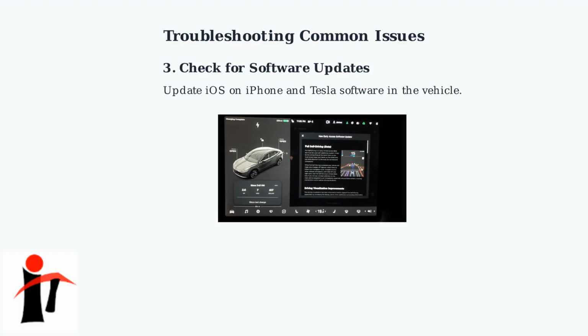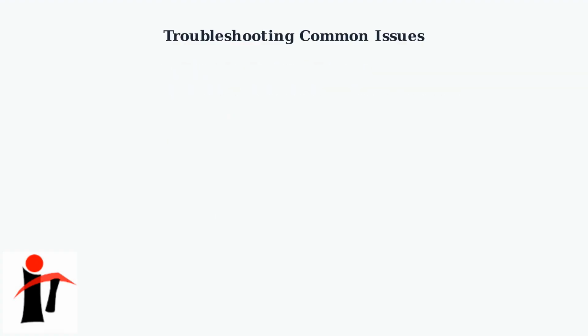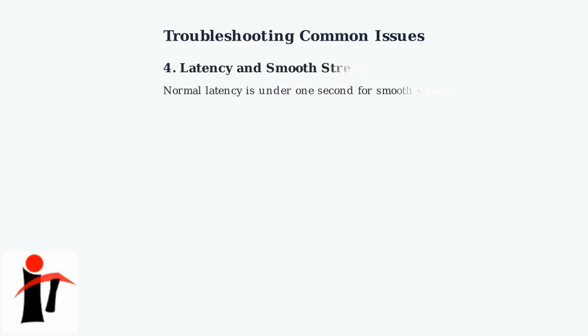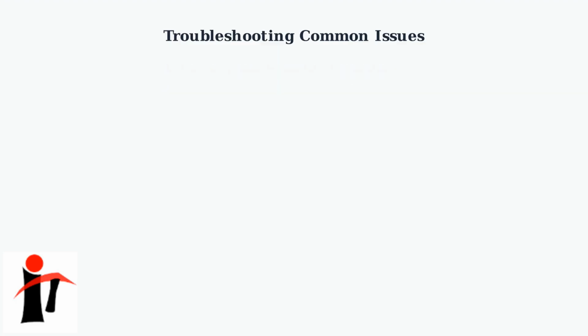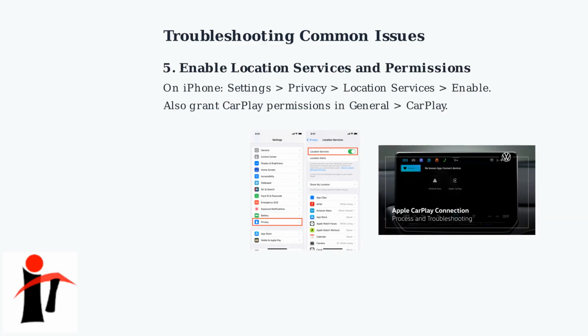Check for available software updates. On your iPhone, update iOS through Settings, General, Software Update. In your Tesla, check the touchscreen menu for software updates. If you're experiencing lag, note that normal latency for CarPlay mirroring is usually under 1 second, ensuring smooth streaming in optimal conditions. Finally, ensure location services are enabled on your iPhone.